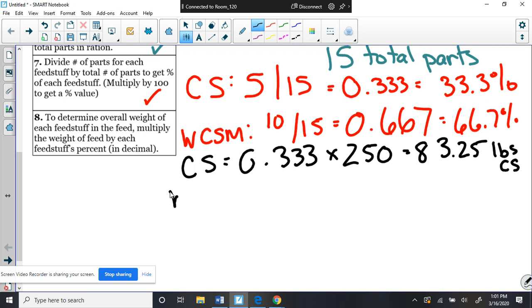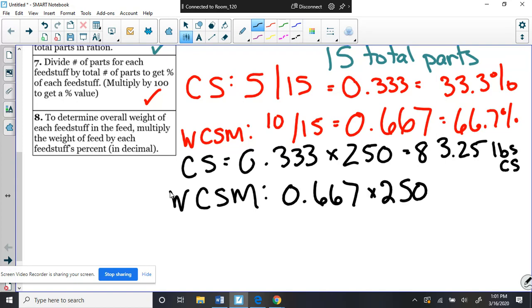Now I also need my whole cottonseed meal. Okay, so I've got for that one 0.667. I also multiply that by the 250 pounds we decided we needed to make. That's going to give me an answer of 0.667 times 250 is going to give me 166.75. And again, with my labels, I want to put LBS, and then I'm going to put in my whole cottonseed meal abbreviation so that I cover that information as well.